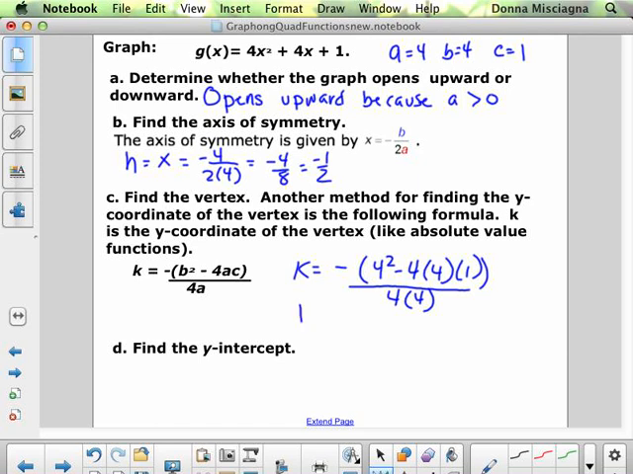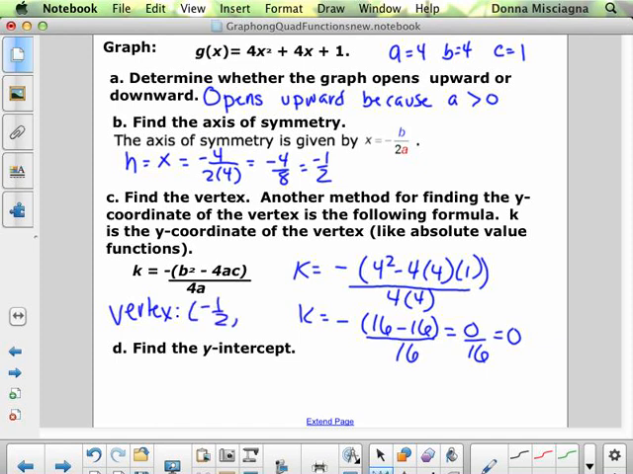And let's go ahead and simplify that. So negative 16 minus 16 divided by 16. Well, that is 16 minus 16 is 0. So really doesn't matter about the denominator. It is 0. So the vertex is the point negative 1/2, 0. All right, so we have the vertex.